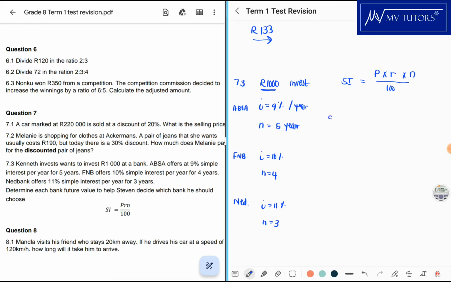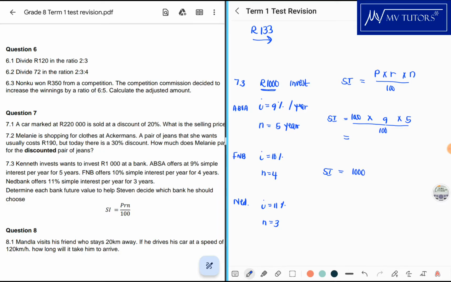So from ABSA, what do we get? It's going to be 1,000 multiplied by 9%. Remember, 9% is 9 over 100, multiplied by 5. Here you definitely need to use the calculator. This 100 is actually for the interest rate, so you could have simply said 9 and then divide by 100.